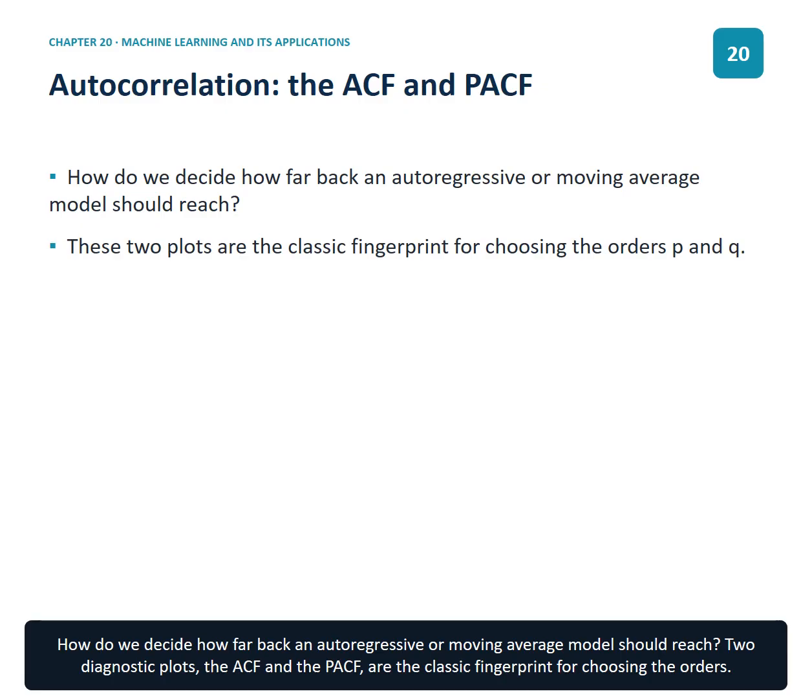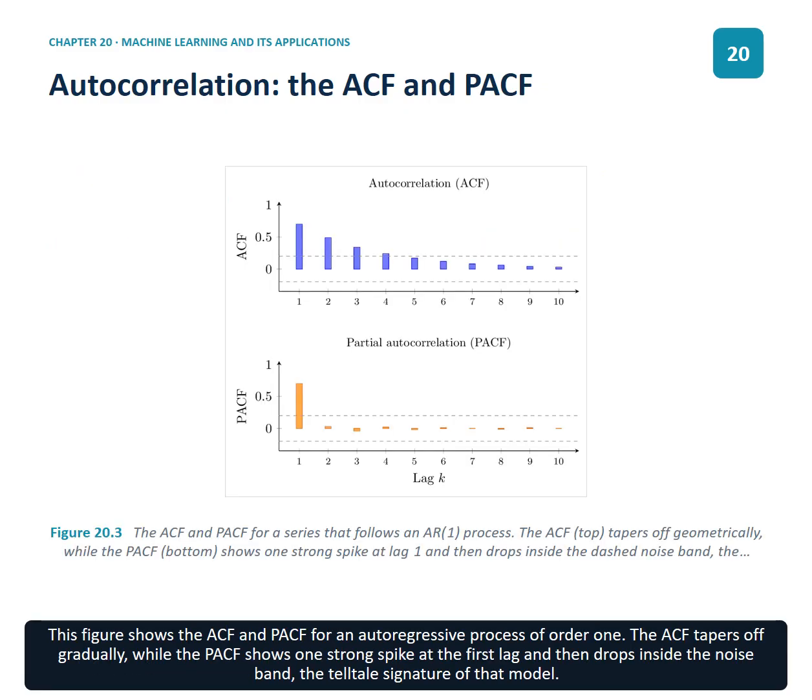How do we decide how far back an autoregressive or moving average model should reach? Two diagnostic plots, the ACF and the PACF, are the classic fingerprint for choosing the orders. This figure shows the ACF and PACF for an autoregressive process of order 1. The ACF tapers off gradually, while the PACF shows one strong spike at the first lag and then drops inside the noise band, the telltale signature of that model.